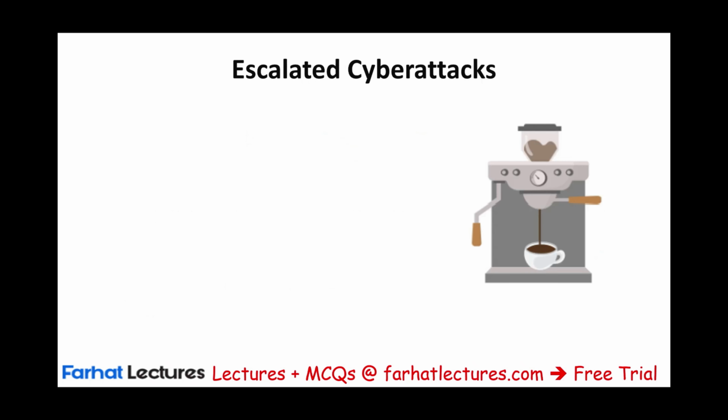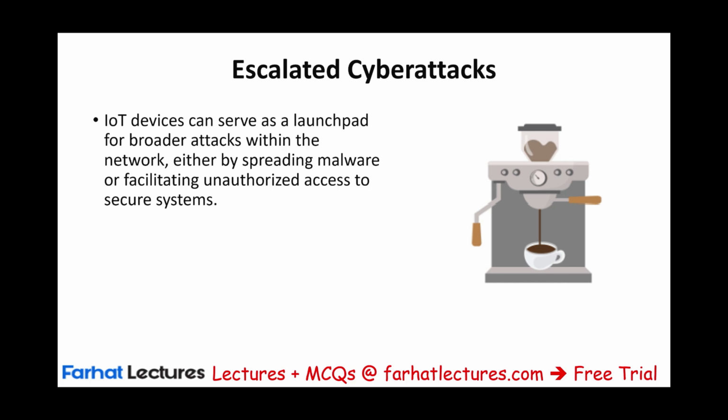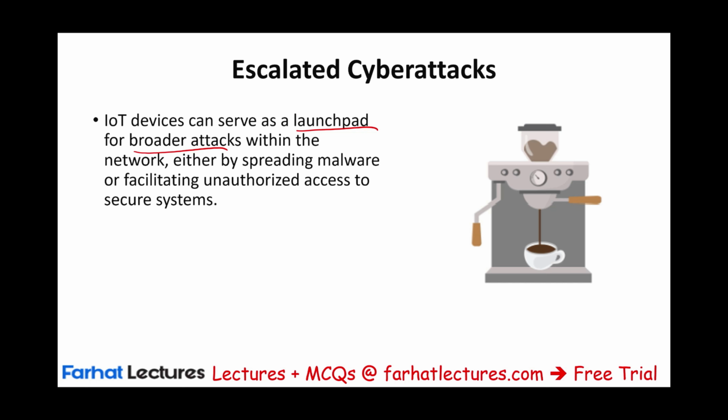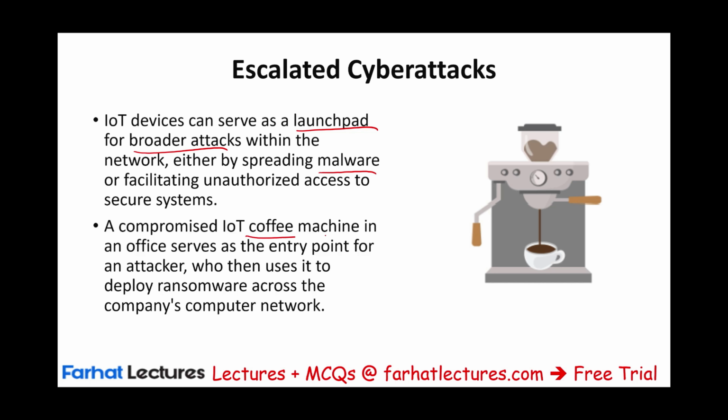Also, Internet of Things devices could help facilitate escalated cyber attacks. So the Internet of Things devices can serve as a launchpad for broader attacks, just like here. Once you have access, you input the camera into the system. Similarly, you could spread malware or facilitate unauthorized access. For example, if you compromise the coffee machine that's connected to the internet in an office, this will be the entry point for the attacker, who then uses this to deploy ransomware across the company's computer network.